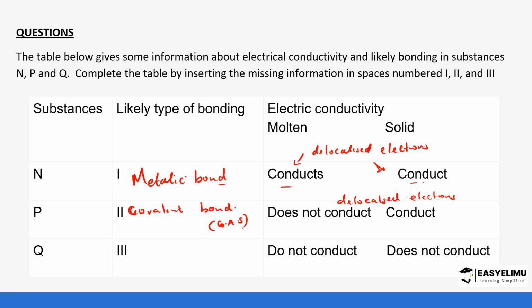And then substance Q does not conduct in both molten and solid state. Also, the bonding in this case is still going to be covalent, but it's a molecular structure. So we write covalent bond. They all have covalent bond. The only difference is it's a molecular structure. Molecular structures lack delocalized electrons or mobile ions. That's the reason why they do not conduct. We also have ionic bonding, which we also discussed. You can go and check it out.